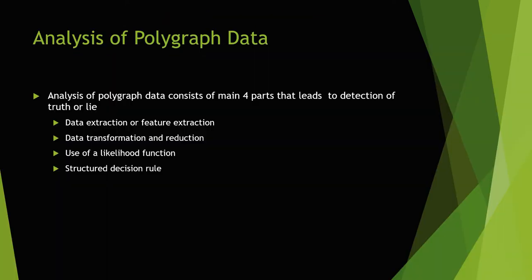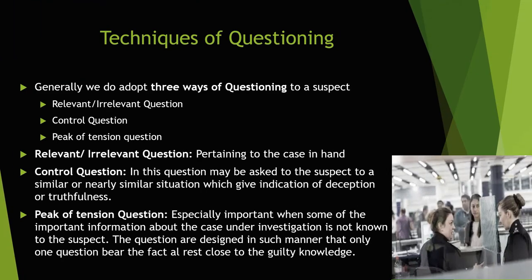If we go toward the analysis of the polygraph test, it involves four steps. So first of all, the extraction of the data. Second is the transformation or the reduction of the excess data. Extra data would be removed and filtered out. Third, the use of the likelihood function, and the fourth or final stage would be the application of the decision rule. These decision rules are applied automatically in the software when we are doing the analysis of the polygraph.